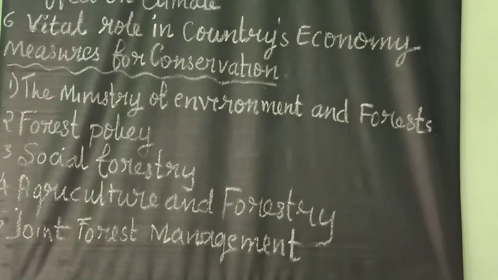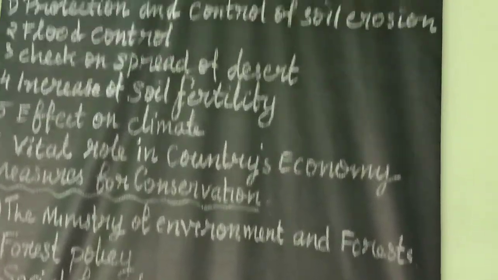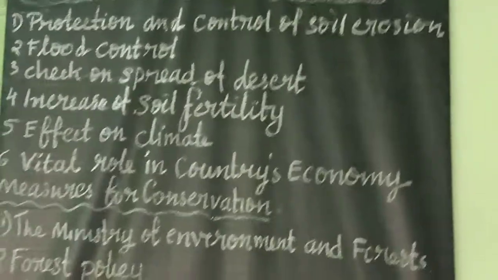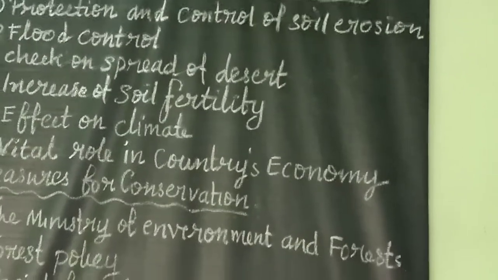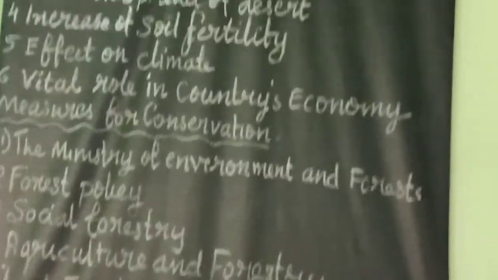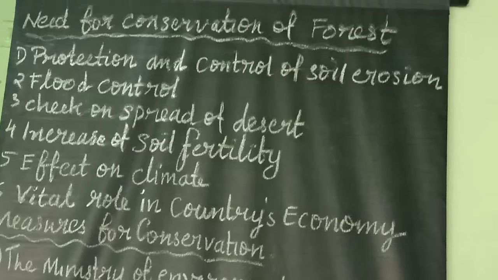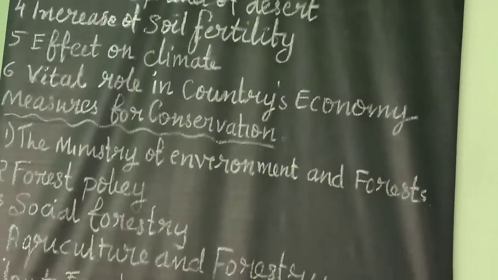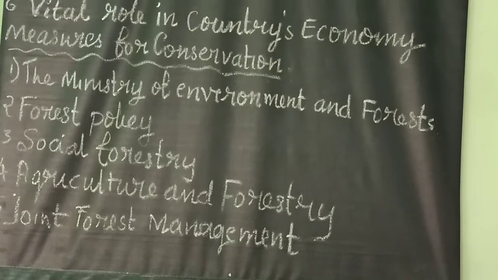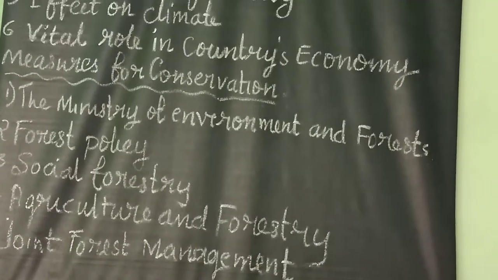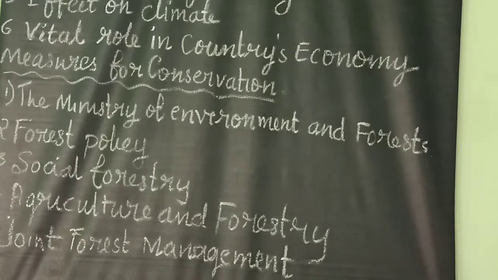Okay, so the geography lesson on natural vegetation is completed. Once again, just the points: measures taken by the government, the Ministry of Environment and Forest policy, thirdly social forestry, fourthly agriculture and forestry, that means agroforestry, and the last one, joint forest management. Okay, now we have finished our natural vegetation lesson.